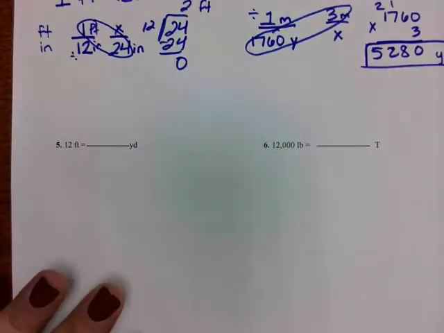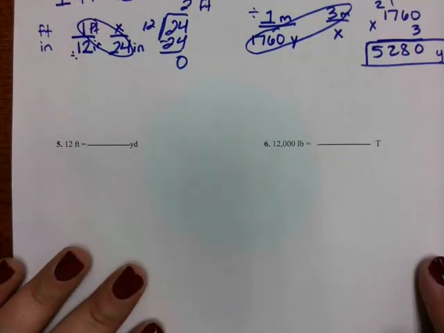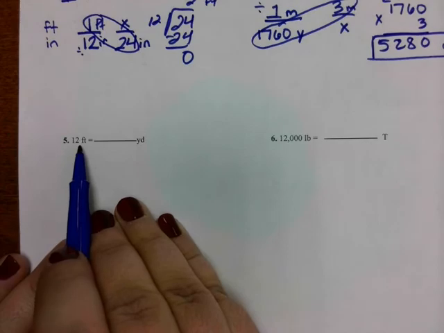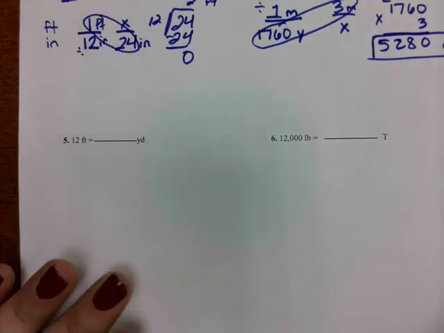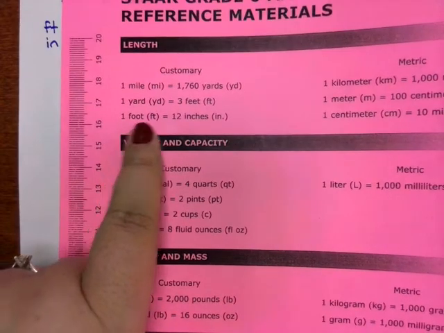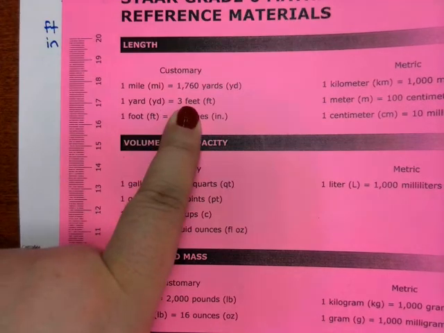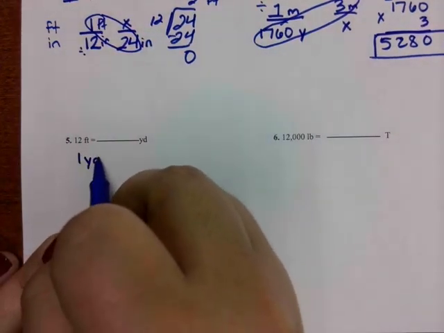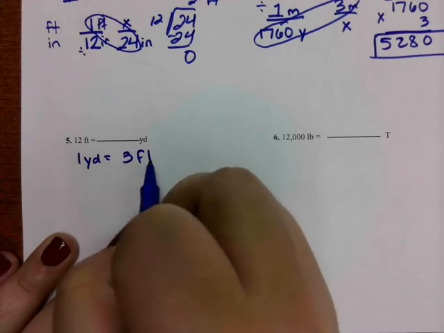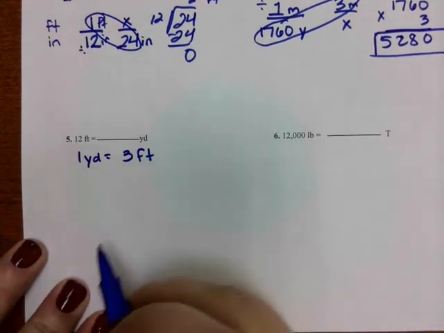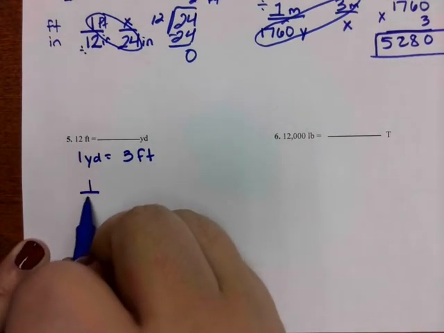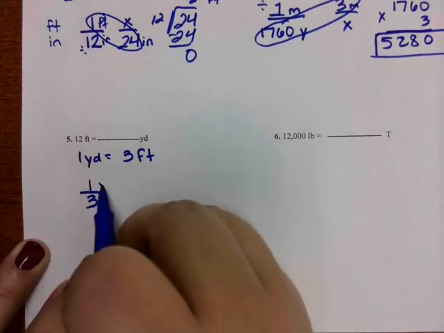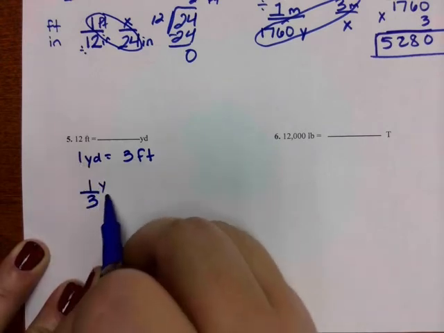All right, so y'all should have completed these two on your own. Let's see how you did. This one is feet and yards. So when you look at your chart, you see that 1 yard equals 3 feet. So we are going to do 1 yard equals 3 feet. I'm going to write that ratio first, 1 to 3. The 1 was yards, the 3 was feet.